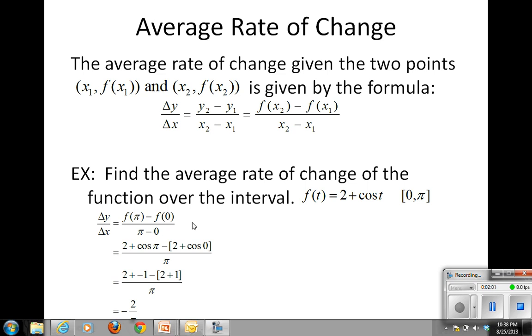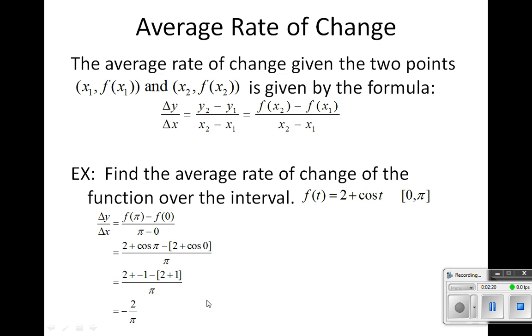Here it is down at the bottom. And then f of pi, you have to kind of remember your function notation. So f of pi would be 2 plus cosine pi. f of 0 would be 2 plus cosine 0. Subtract, all over pi minus 0 is pi. And when I simplify this down, I get negative 2 over pi. That is going to be the average rate of change of my function on the time interval 0 to pi.